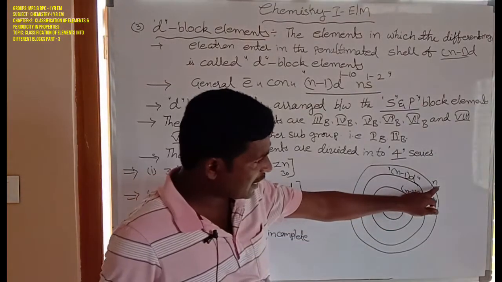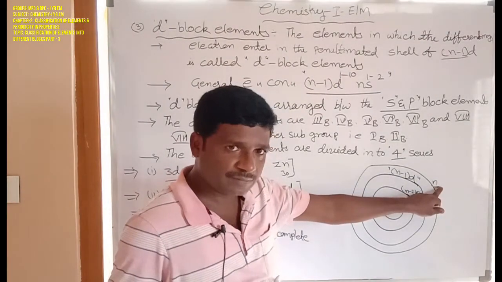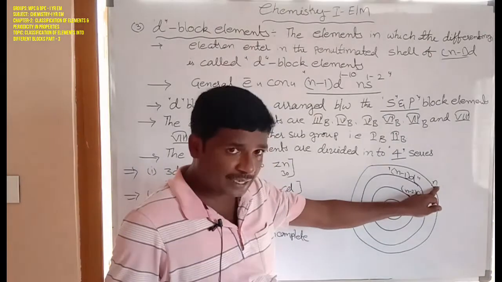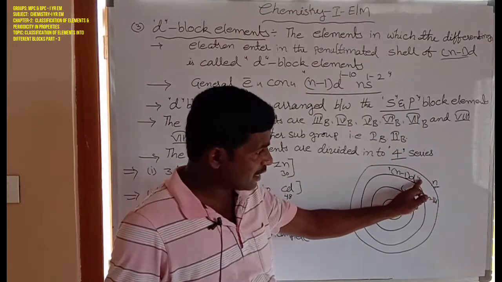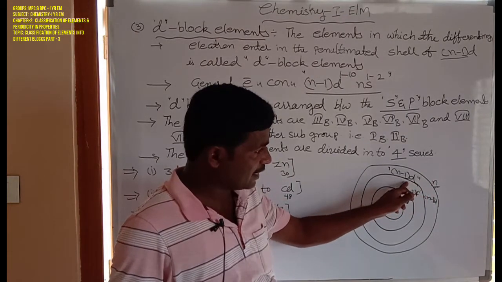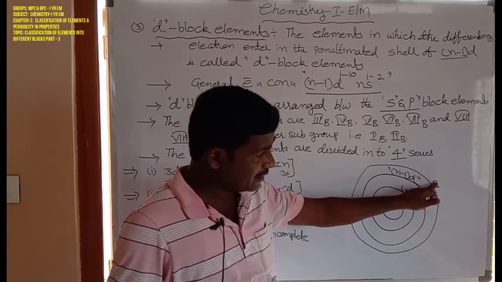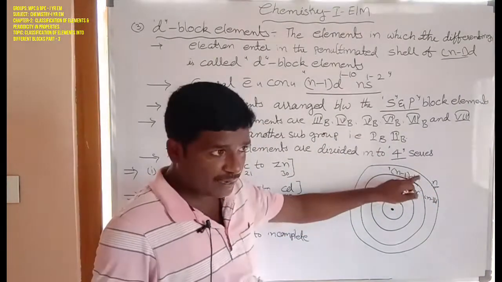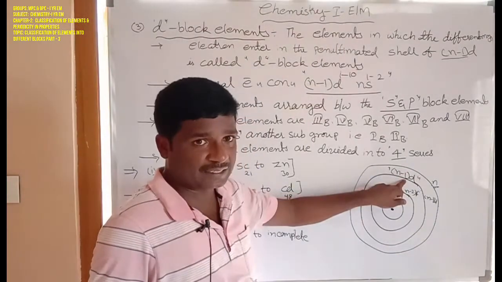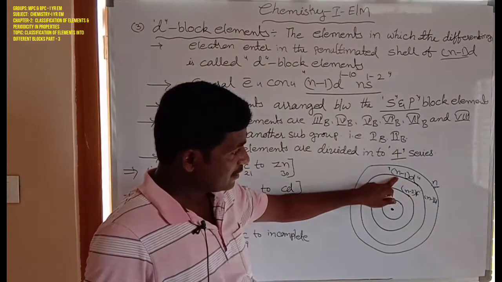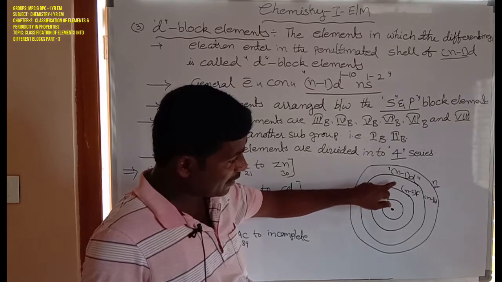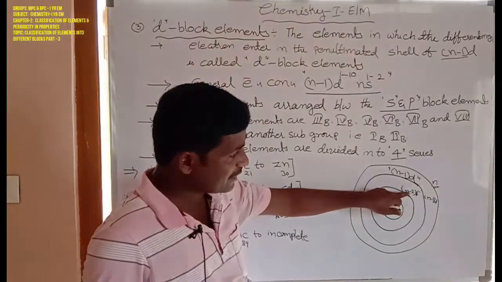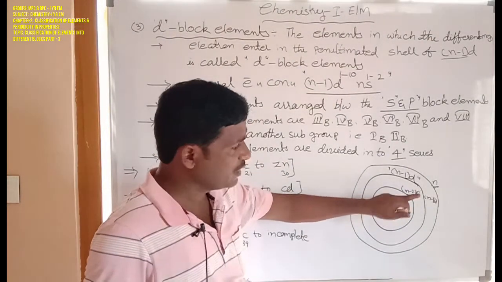Here is the outermost shell, also called the ultimate shell. In front of the n, or ultimate, is the n minus 1 d, also called the penultimate shell. In front of that is another one, also called the anti-penultimate, the n minus 2 f orbital.